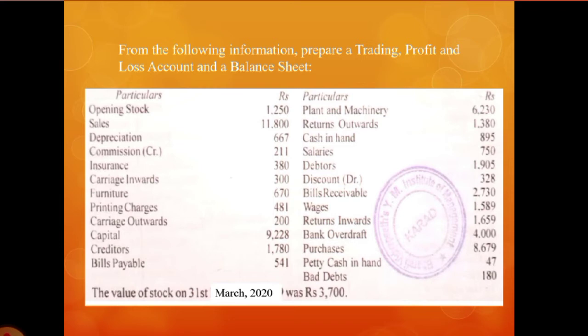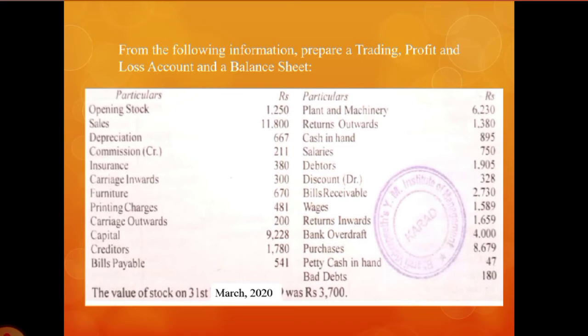Returns outwards means the returns you make out of the purchases. Sometimes what happens is you purchase some items and you're not happy with those items. They may not be according to the sample, they may be defective items, so you return them back to the supplier. So when you return such items back to the supplier, in order to find out the net purchases, we have to deduct such returns outwards from the purchases, right? So returns outwards will be deducted from purchases and purchases are shown on the debit side of trading account.